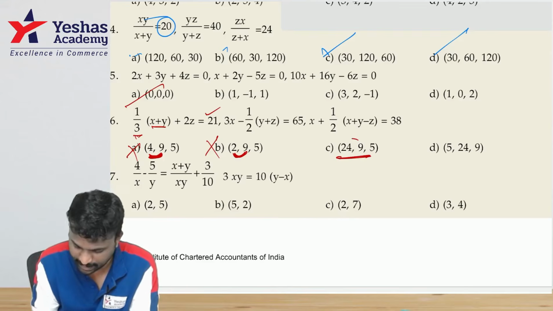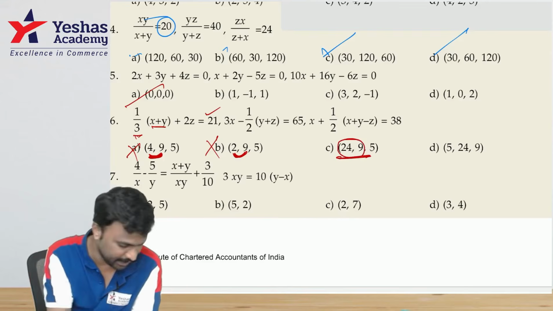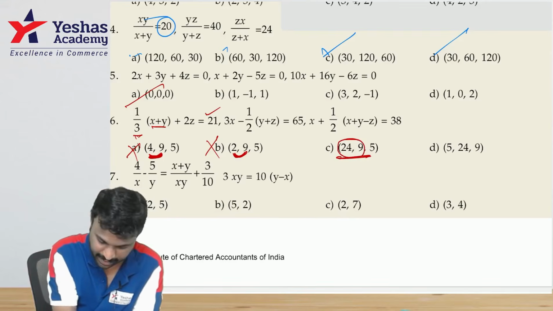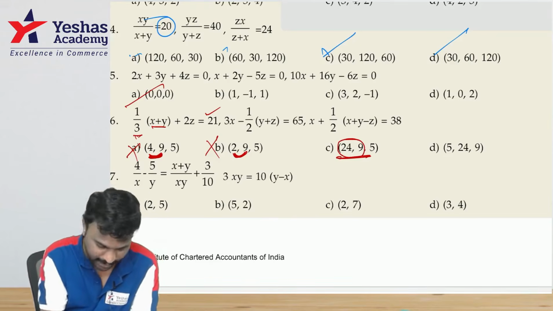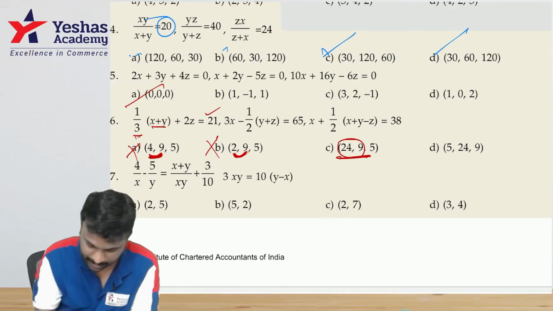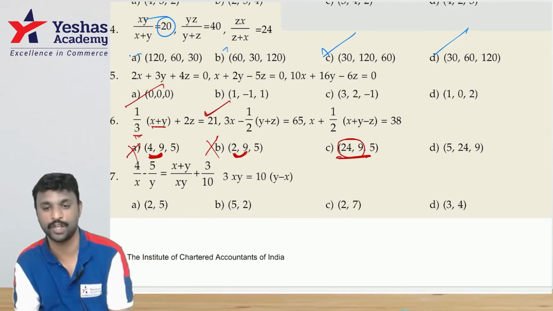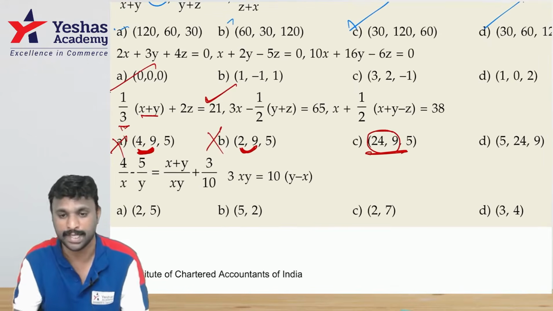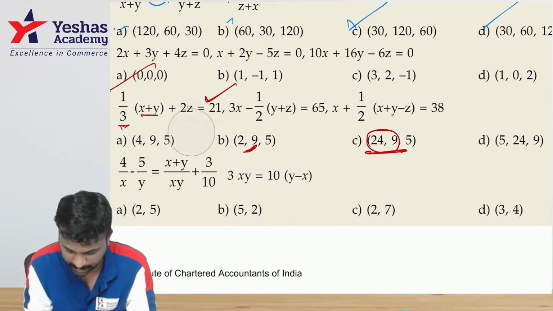Guys, 24 plus 9 is 33. 33 divided by 3, plus 2 into z value is what? 5, with the modulus, that gives you 21. So the first equation got satisfied with option C. Second equation also we should check.